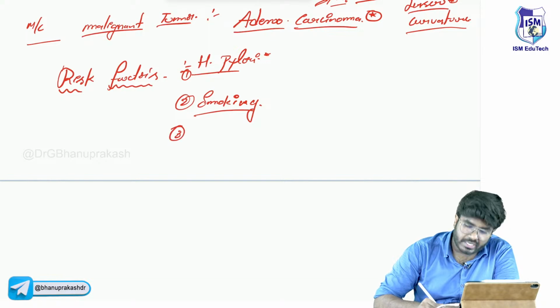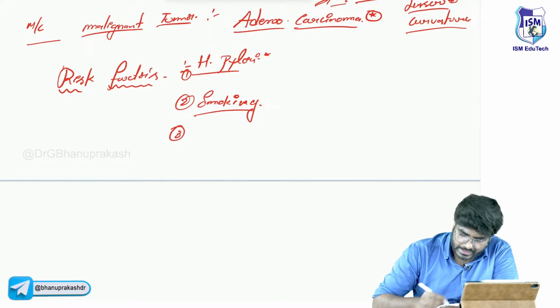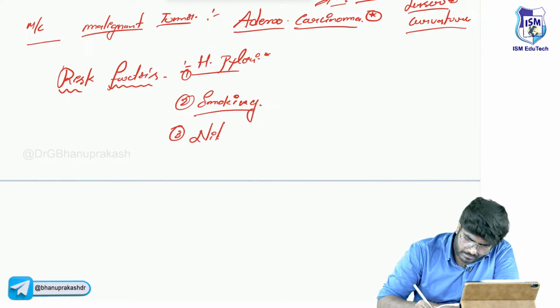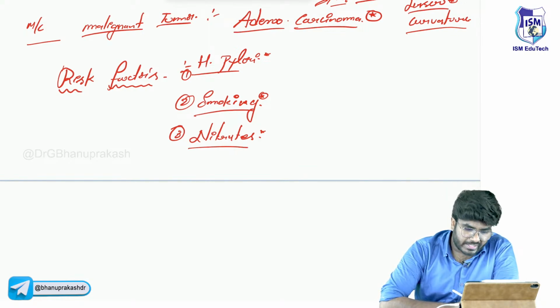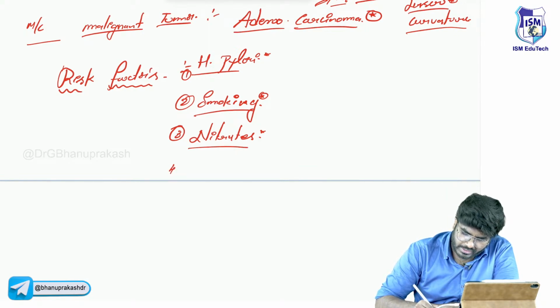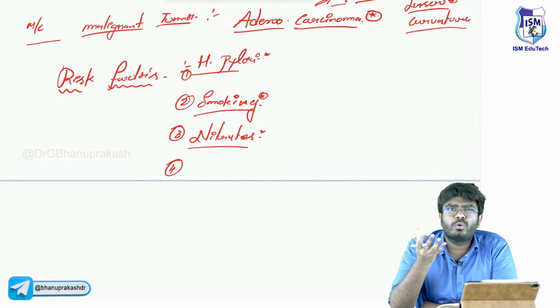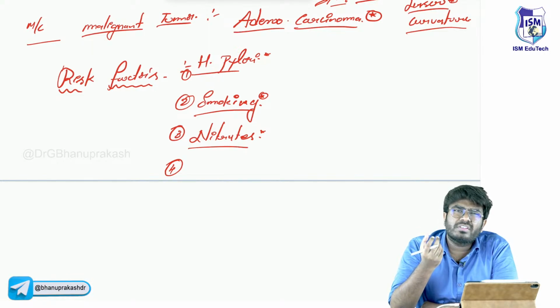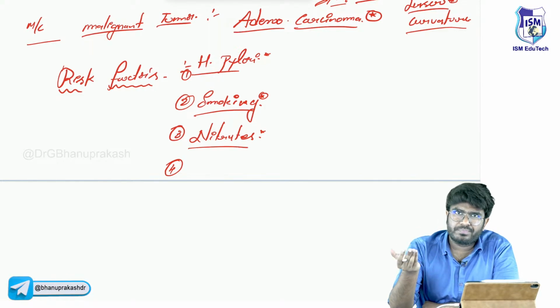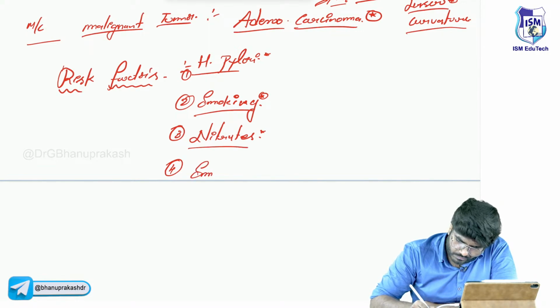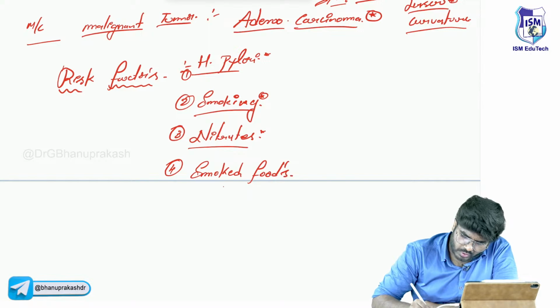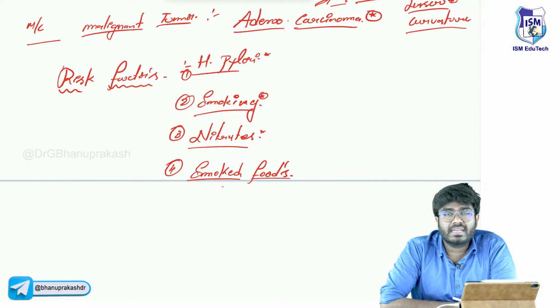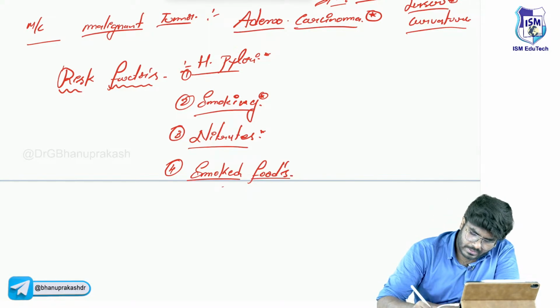Next, the patient is consuming certain chemicals like nitrates. So: Helicobacter pylori infection, smoking, nitrates. Some patients like to eat food which is totally smoked food. Smoked food. Eating smoked food is not a good thing. Why? Because smoked foods can lead to gastric adenocarcinoma.